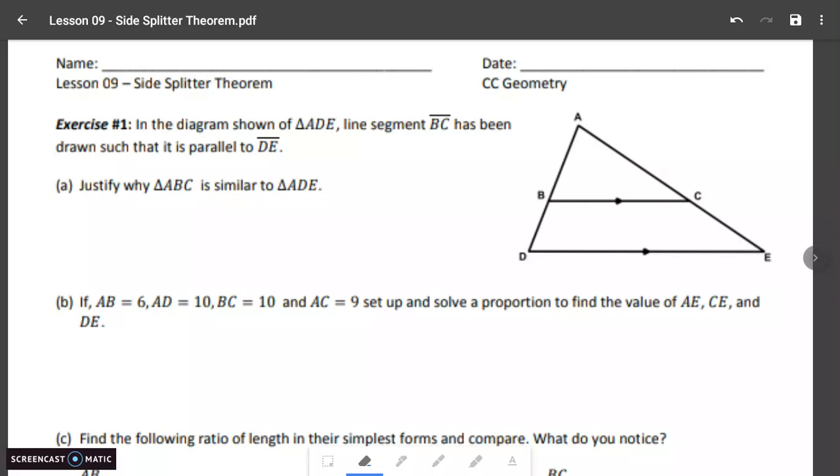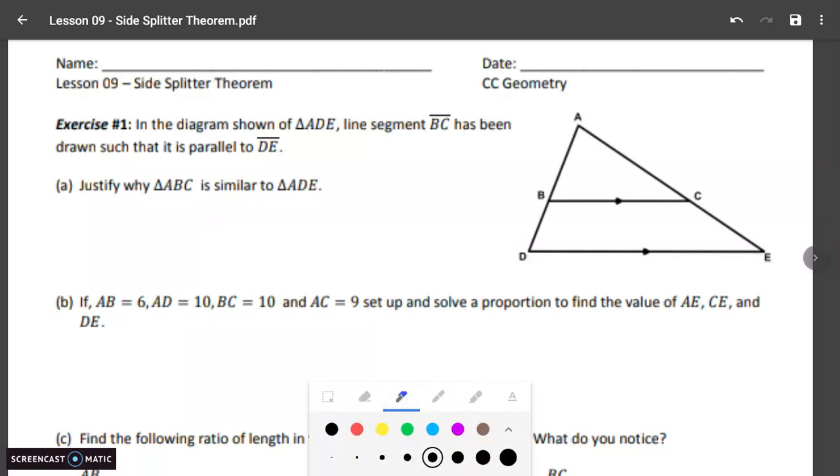In this video, we're going to look at one alternate way of setting up proportions for similar triangles. So if we look at exercise 1 here, we have the diagram of triangle ADE, which has a line segment connected from B to C and has been drawn parallel to DE. So we want to justify first why the two triangles shown are similar.